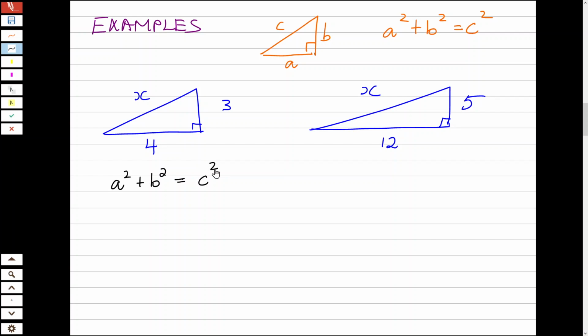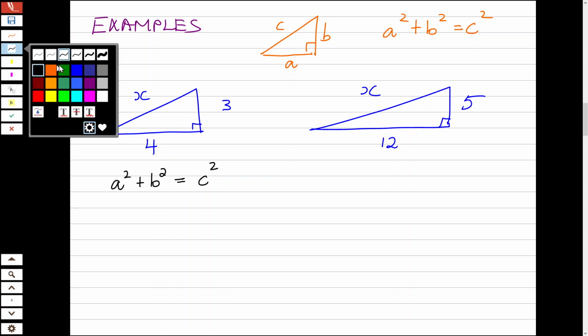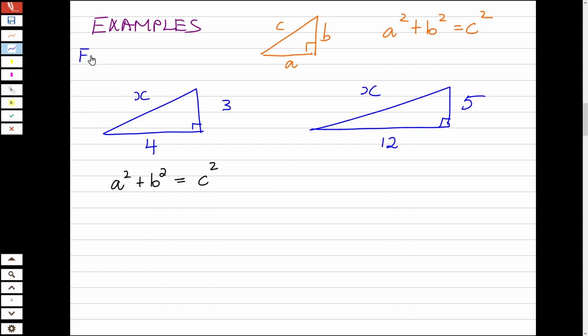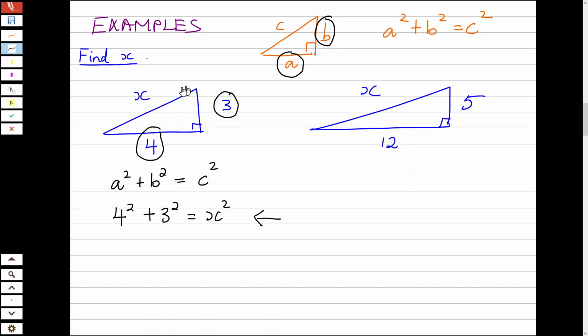Does anyone have a suggestion for what I could use? So the goal is to find X. Yep. 25 for the first one. X is 25. All right. It's 5 squared. Is this line okay? Are people all right with this? Okay, so all I've done is I've said 4 is A, I've said 3 is B, and X is C.